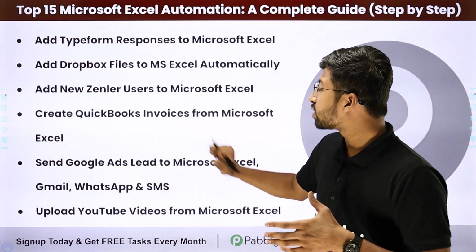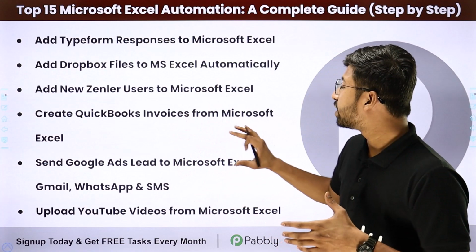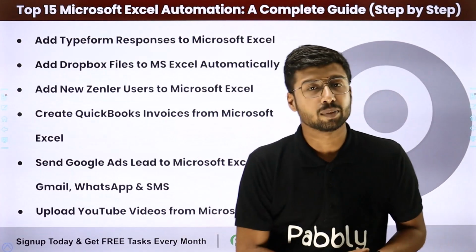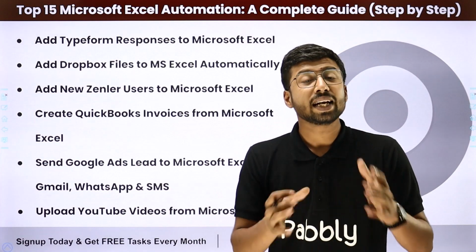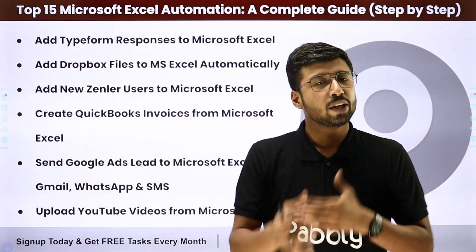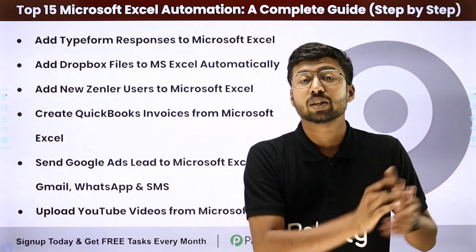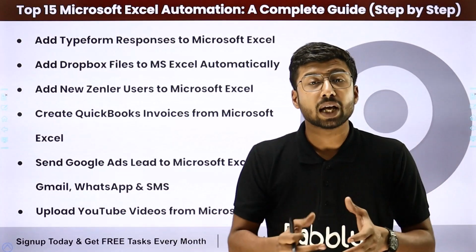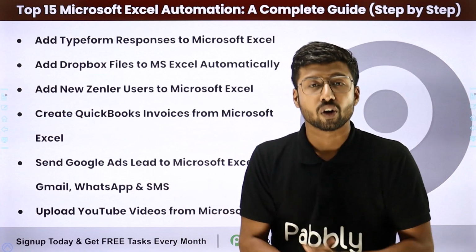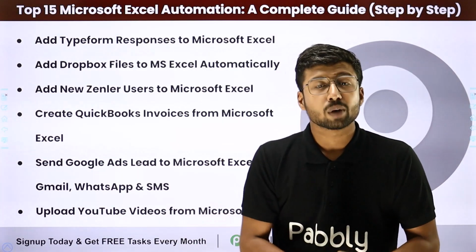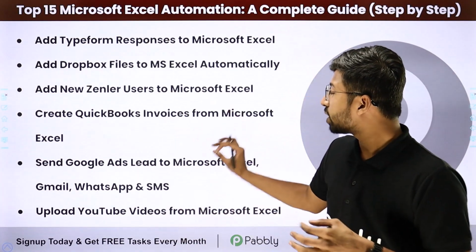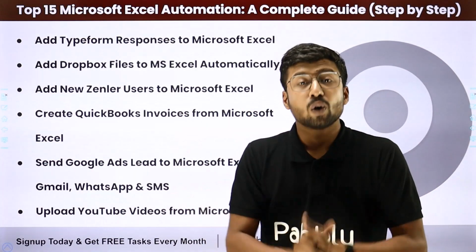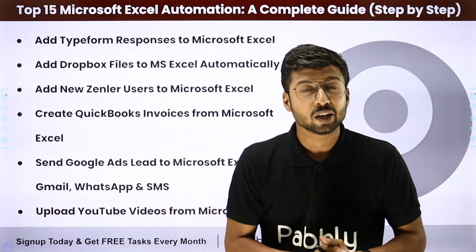Moving ahead, we have the next automation, which is adding leads from Google Lead Ads to Microsoft Excel, Gmail, WhatsApp and SMS. Let's say you are running some Google Ads and using those Google Ads, you are generating some new leads. Whenever a new lead is generated, that new lead will be added in our Excel sheet as a record. And also using this same automation, you can send an email, a WhatsApp message and an SMS to the same lead too. You can automate all of these processes using this single automation.